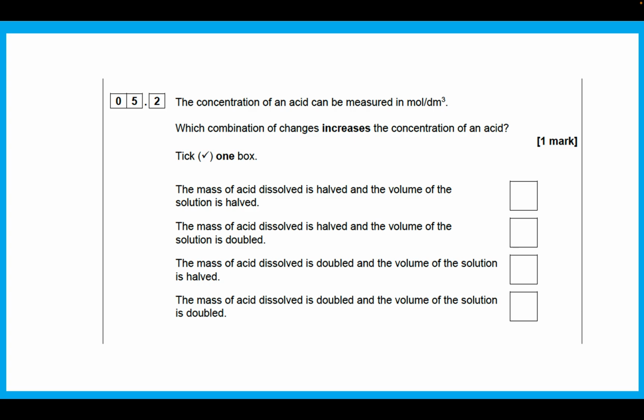Subquestion 5.2. The concentration of an acid can be measured in moles per decimeter cubed. Which combination of changes increases the concentration of an acid? Tick one box. Concentration tells us how much acid is dissolved in a certain volume of solution. It's calculated using a simple formula. Concentration equals mass of solute divided by volume of solution.